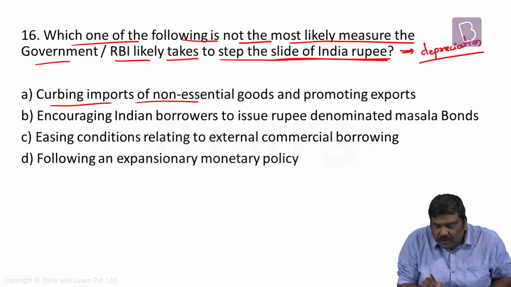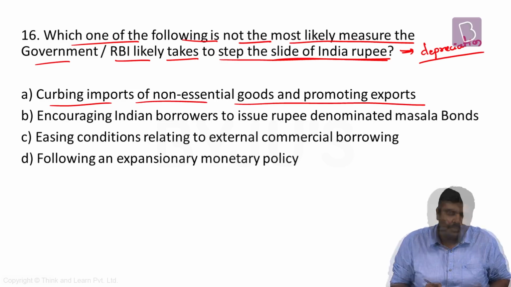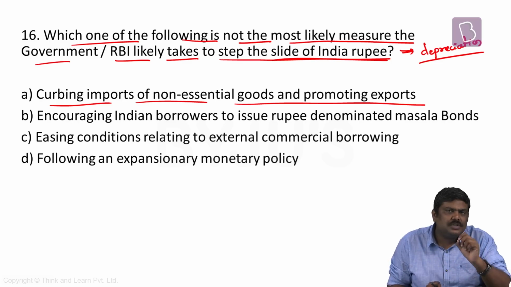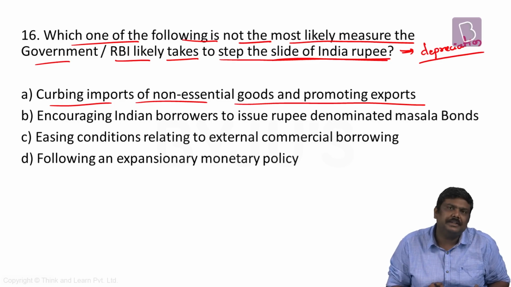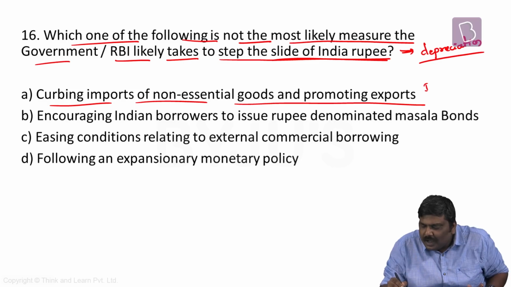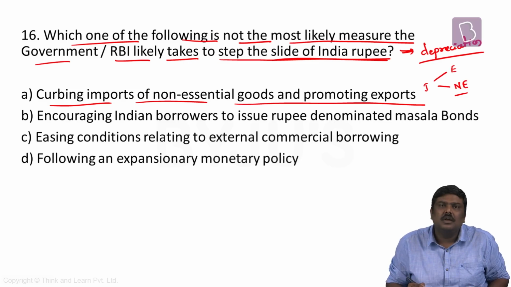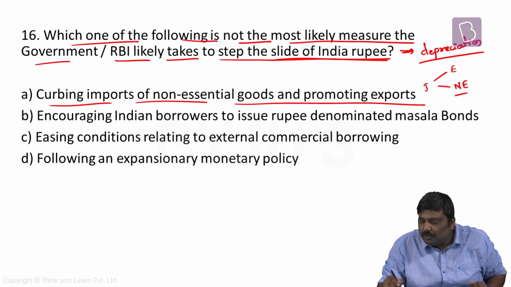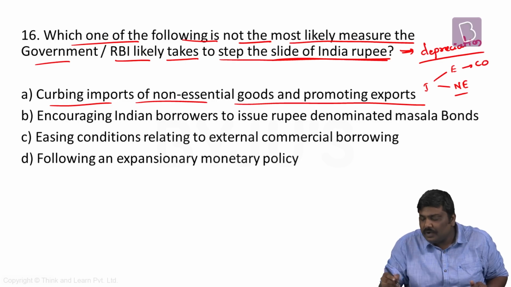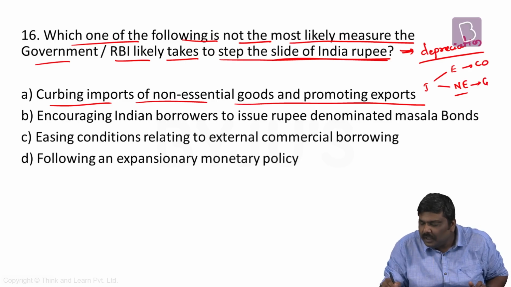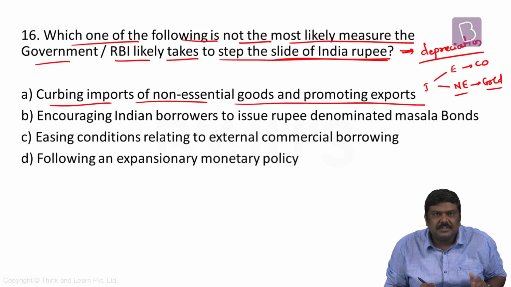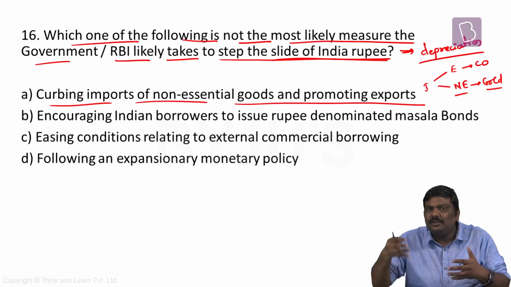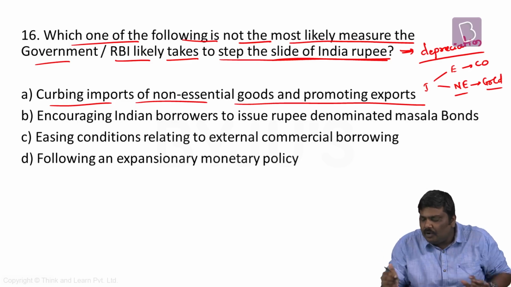Curbing imports of non-essential goods and promoting exports. Now, the Government of India might impose certain restrictions on imports of certain commodities into the domestic market. These imports are either essential or non-essential. The best example of an essential import is crude oil, whereas the best example of a non-essential import in this context will be gold.